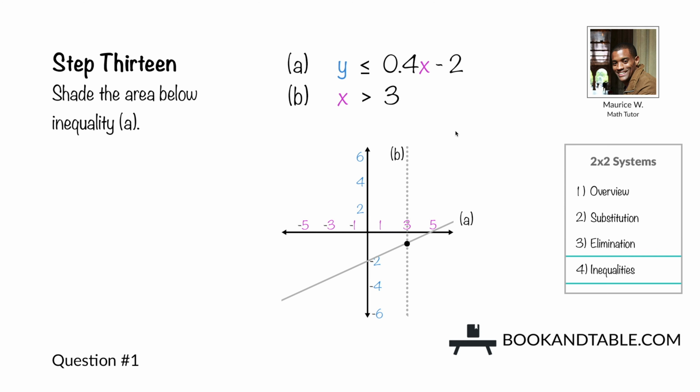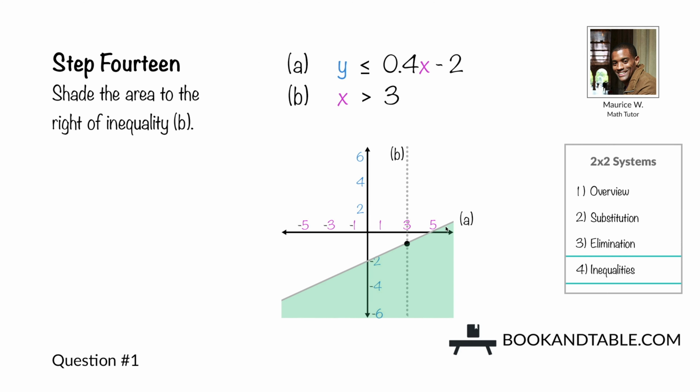So step 13, shade the area below inequality A. It's below since our inequality sign is less than. So we shade in the area below the line for A. And now step 14, shade the area to the right of inequality B. It's a straight line up and down, and it's greater than. On the x-axis, the values go from 3 to 4 to 5 to 6 and so on. So they get greater to the right. So we shade the points to the right. And when we do so, we see the overlapping area below A and to the right of B is here. So this would be the answer to question number 1.